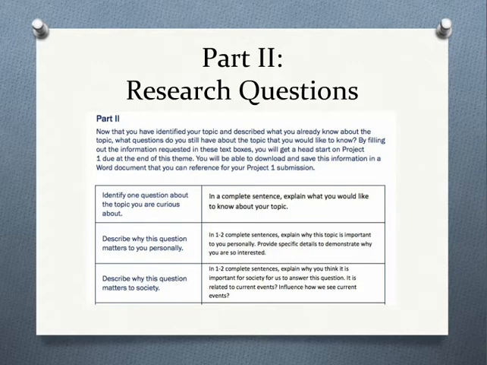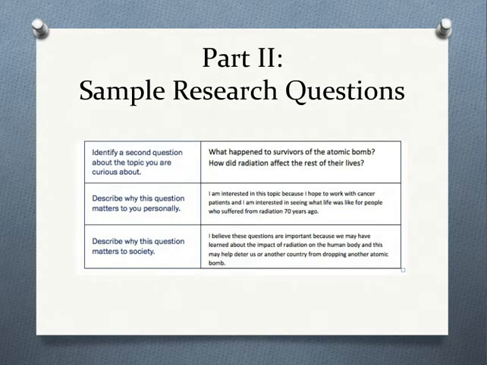All right. So then in part 2, you need to do sample research questions again. So here's where I gave you examples. So identify a second question about the topic you're curious about. So I put, what happened to survivors of the atomic bomb? How did radiation affect the rest of their lives? Describe why this question matters to you personally. I'm interested in this topic because I hope to work with cancer patients, and I'm interested in seeing what life was like for people who suffered from radiation 70 years ago.